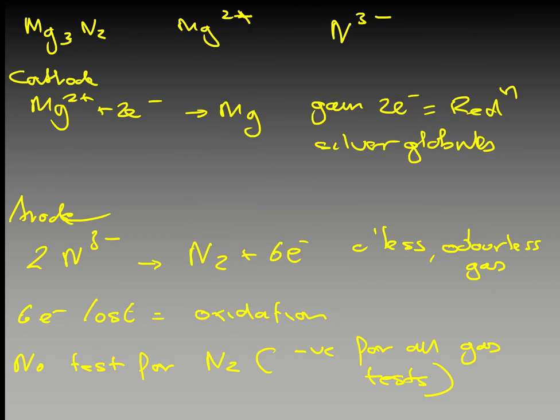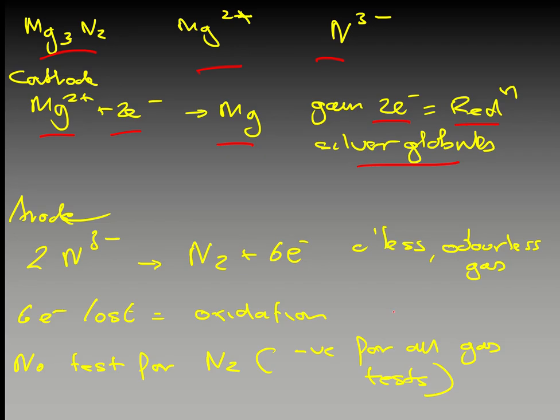Okay, hopefully you're getting the hang of this now. There's magnesium. You can see I've done the ions at the top. I've done the formulas there. Magnesium ion gains 2 electrons to become magnesium. It's gained 2 electrons, so it's reduction, and it's a metal, so silver globules is what the examiner will want.